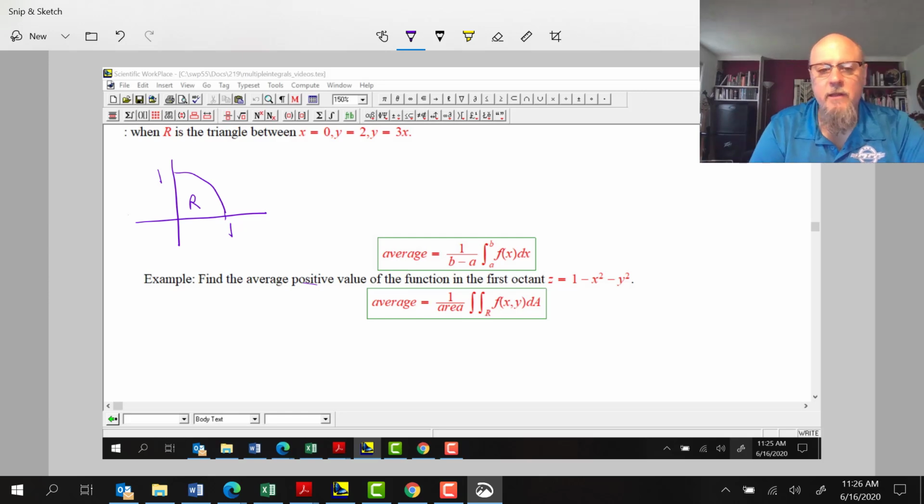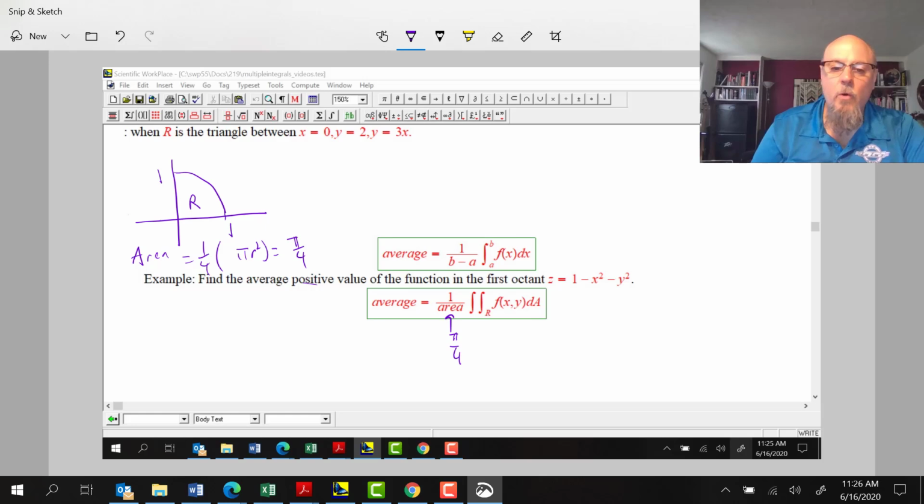So the area of a circle is pi radius squared, and the area is going to be a quarter of that. So the area is just pi over 4. So that area part's just pi over 4. We already know what that is. I just need to get this volume. So to get this volume piece, here's where we're going to pick a double integral.